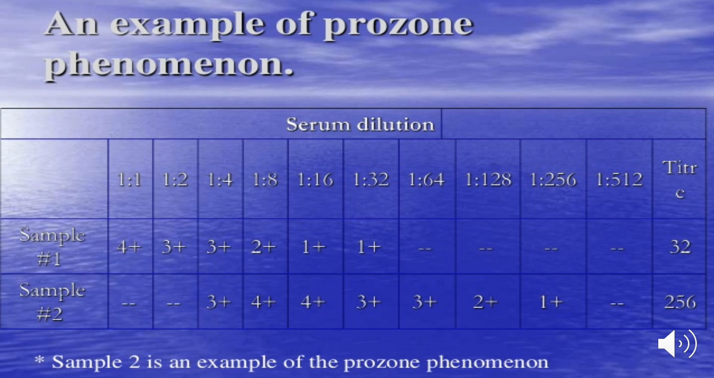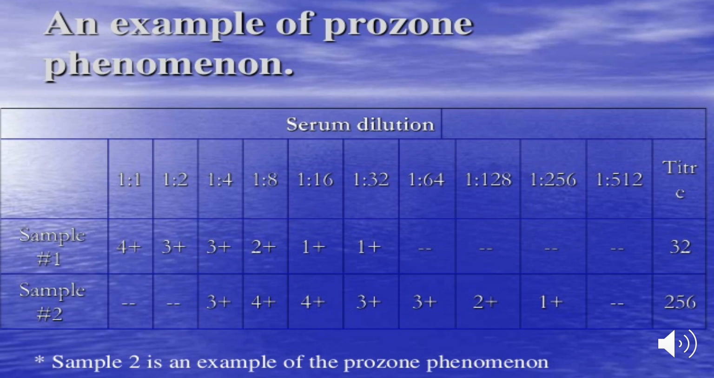Let's check sample number 2. If the sample is undiluted, you won't appreciate any agglutination. That could only mean two things. Number 1, the patient does not have the antibody because the patient is not having the infection. Or number 2, there's a probability that this is a false negative result.